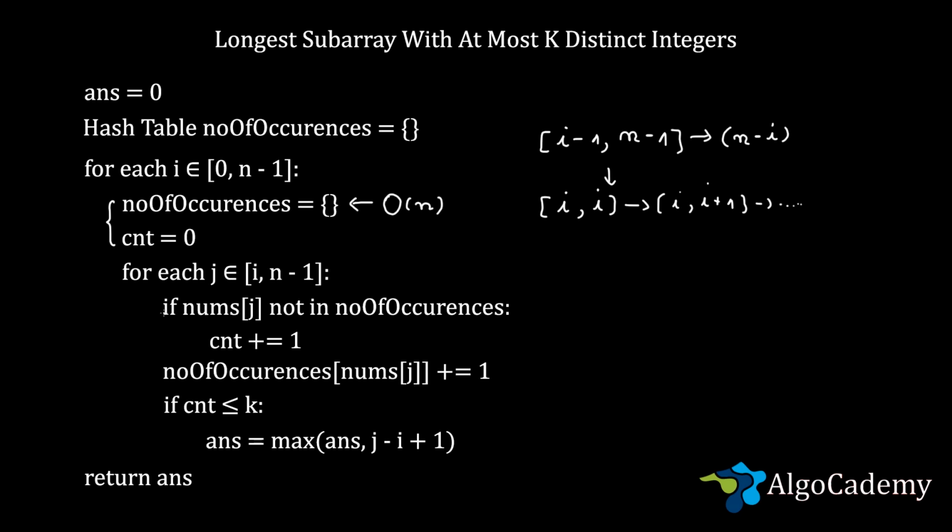Now that I've done these updates, and I know the number of distinct values of my current subarray, I'm going to check, of course, if this subarray is valid. So if counter is less than or equal to k, what I'm going to do is update the answer if the length of this subarray is greater than its current value. And this is it, guys.